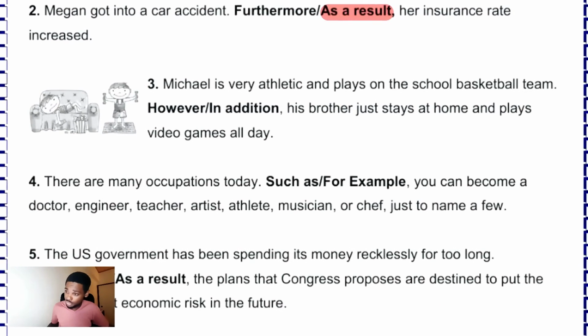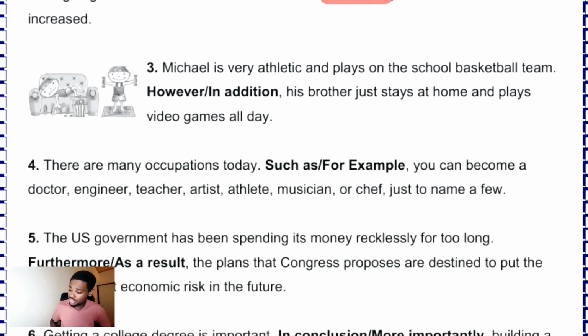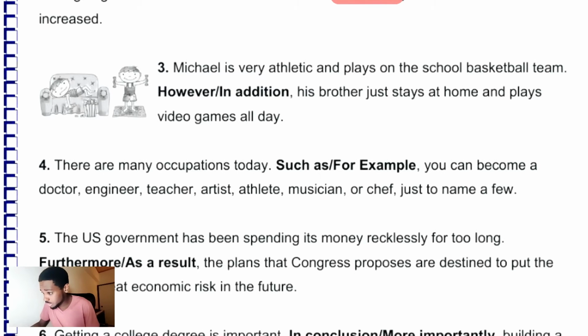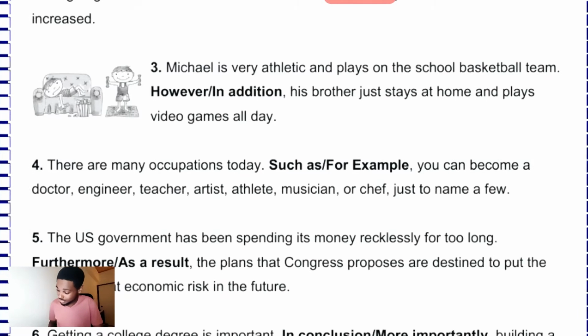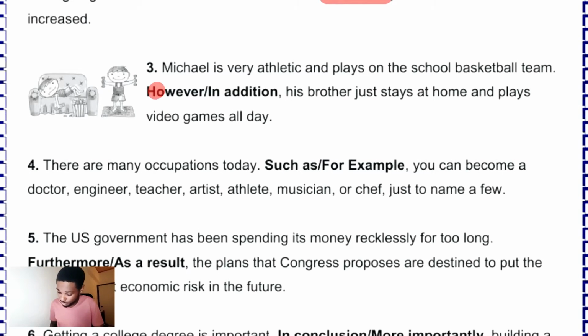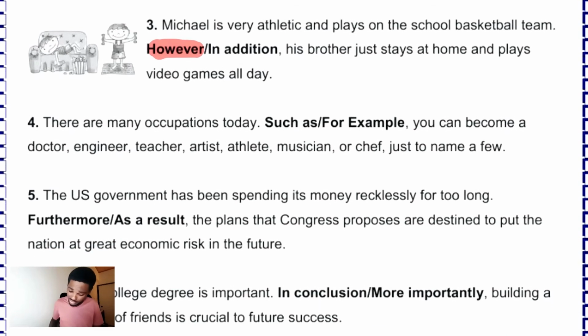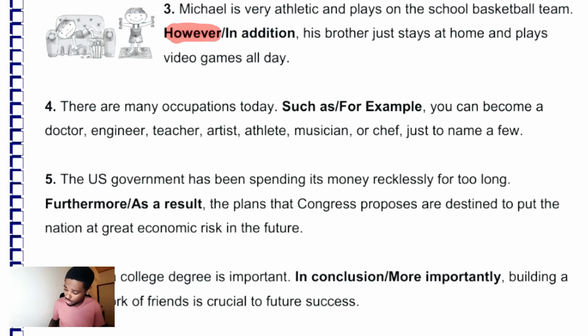All right, number three, Michael is very athletic and plays on the school basketball team. Blank, his brother just stays at home and plays video games all day. Oh man, you guys are at number four already. Man, seems I'm the one lagging behind. All right, we see the contrast between these two. One brother doing one thing, the other brother doing the opposite. So we have, however.